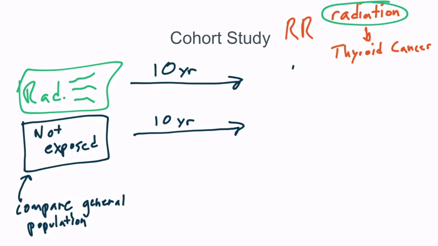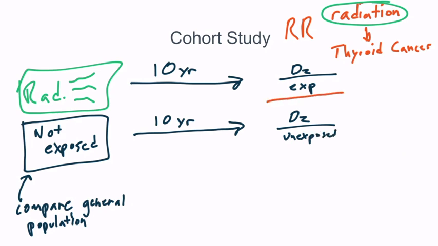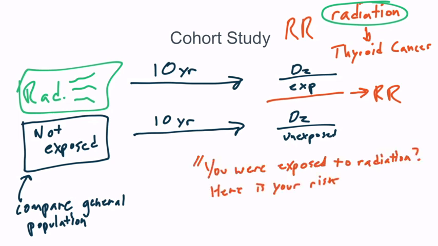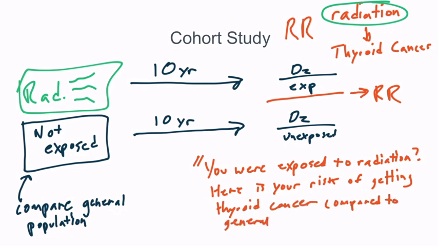In the exposed group, you have those that got the disease over all that were exposed. In the unexposed group, you find who developed the disease, or thyroid cancer, over all those who were unexposed. And then you can compare these risks to one another, and you find the relative risk. Another way of saying this is you were exposed to radiation. Here's your relative risk of developing thyroid cancer compared to the general population. Now, don't get wrapped up in the details of relative risk right now. This is taught in great detail in Section 9. Just grasp the idea that a cohort study follows patients over time, starting with an exposed and unexposed group.